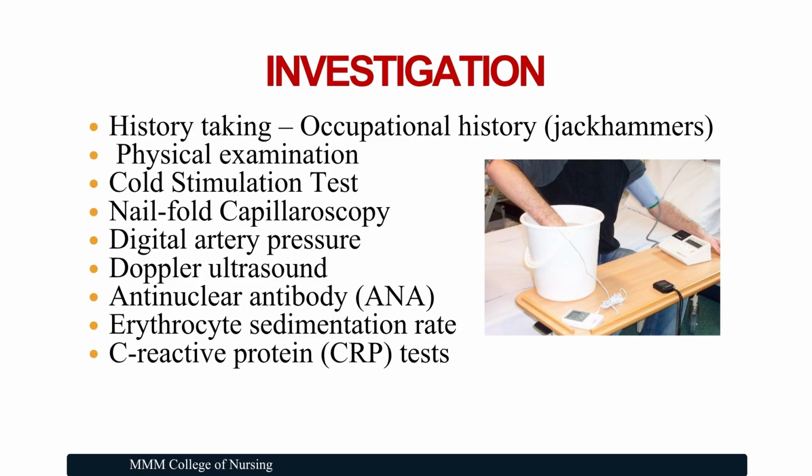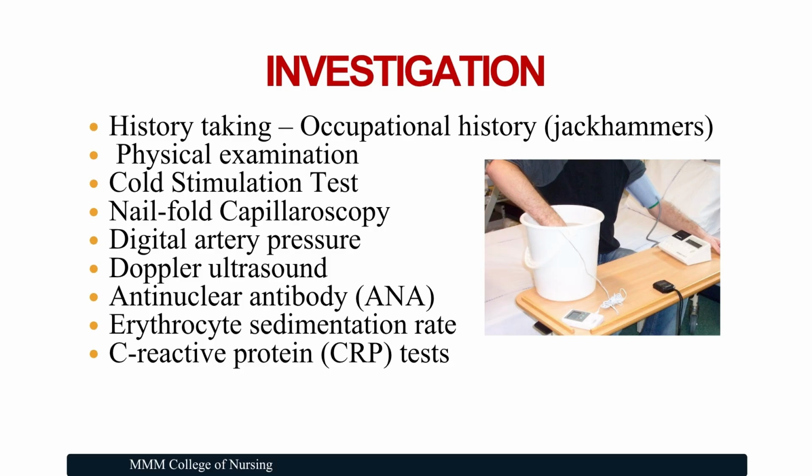Okay, next, how do we diagnose Raynaud's? What investigations do we do? Start with a thorough history, and in that history, occupational history is very important. Ask specifically what the patient does for work. Do they use vibrating tools? Are they a typist or pianist? This can directly point you to the cause. Physical examination then looks for the color changes and assesses the circulation in the extremities.